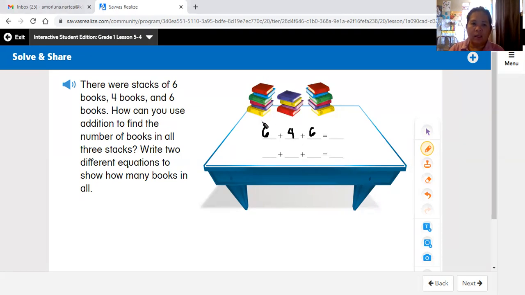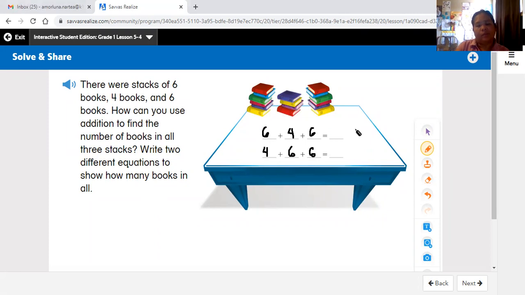So I have 6 here, I have 4 here, and I have 6 here. We can write another or different equation, like for this one, 4. I will write 4 first, plus I will write this number of books here first, plus this one. I did not write the number of books yet here, so I will write another 6 here. So it is just the same. 6 plus 4 plus 6. And another equation here is 4 plus 6 plus 6. Still, it shows the number of stacks of books here.